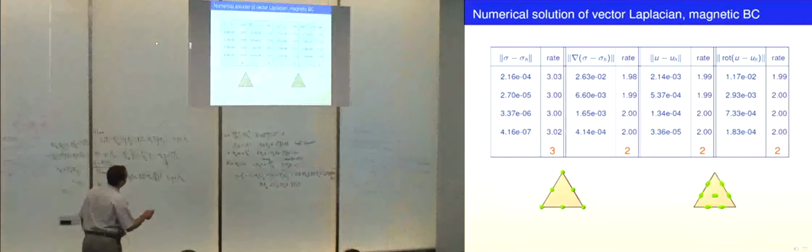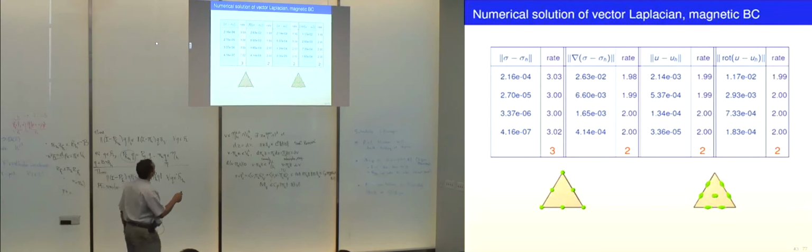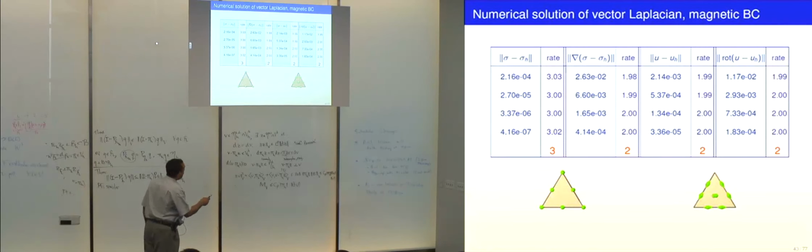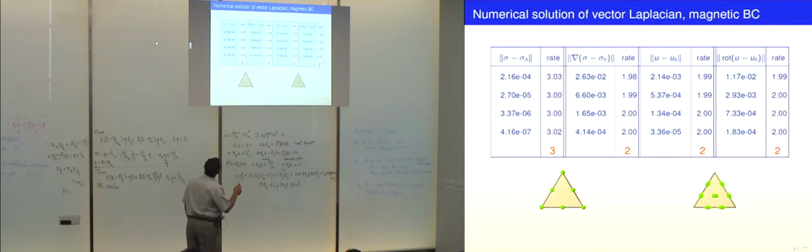So here I'm only showing the two spaces that we actually use in the computation. And here's sigma in L2, and grad sigma in L2, and u in L2, and rot u in L2. And the rates of convergence couldn't be more crystal clear as being 3, 2, 2, 2. And let's see if that seems right. Well, these are quadratics. Piecewise quadratics in L2 are order h cubed. This is the gradient, so that's piecewise quadratics in H1, so they're order h squared, so these are both optimal.